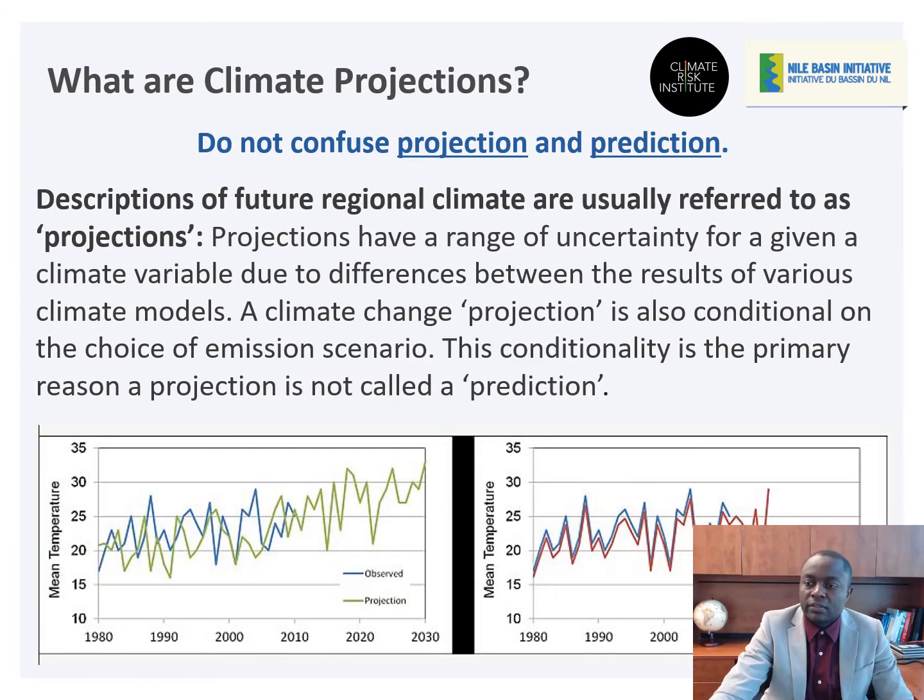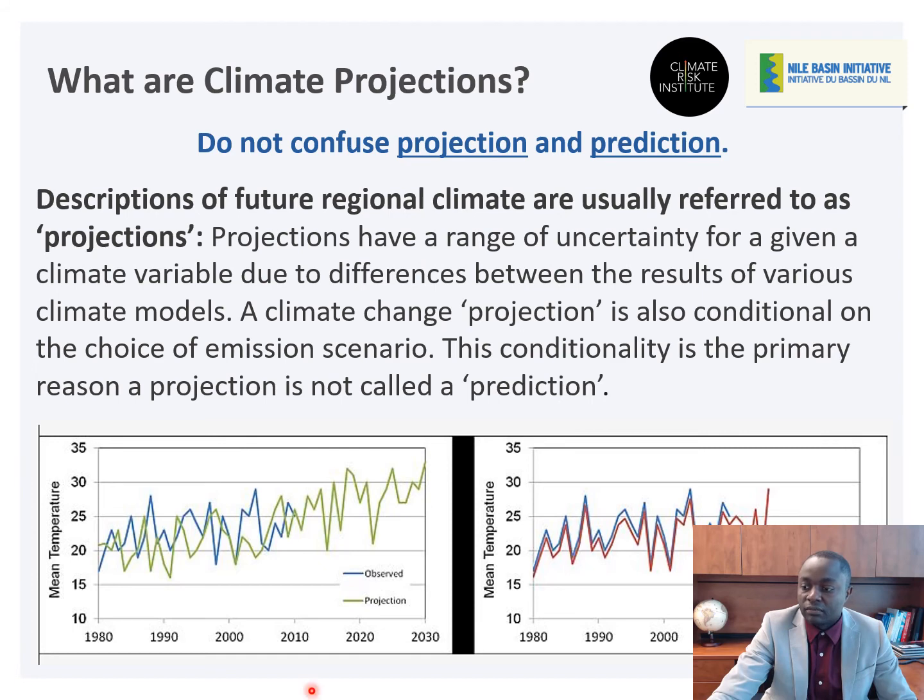There is a slight difference between a climate projection and a climate prediction. Do not confuse these two. Descriptions of future regional climate are usually referred to as projections. Projections have a range of uncertainty for a given climate variable due to differences between the results of different climate models. Also, a climate change projection is conditional on the choice of emission scenario, and this conditionality is the primary reason why a projection is not called a prediction.